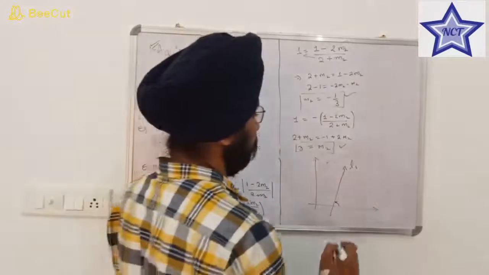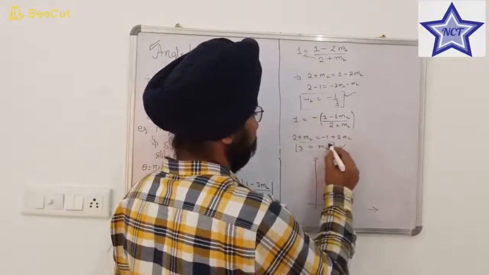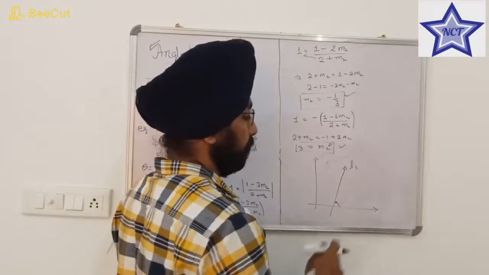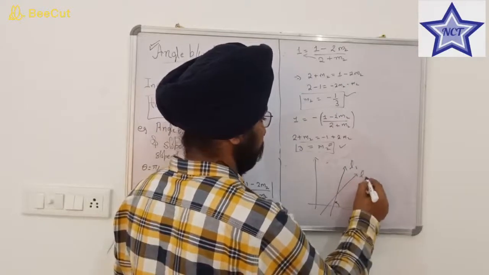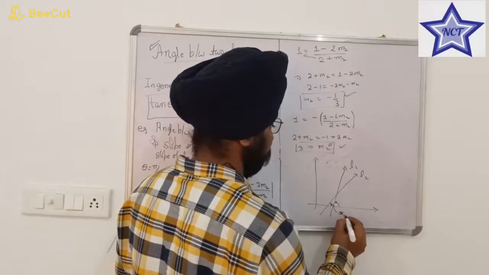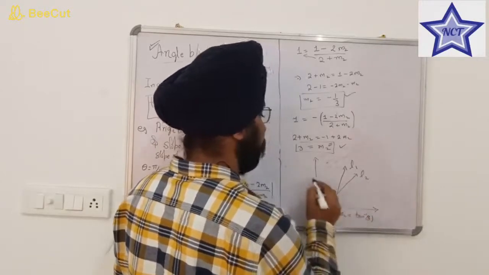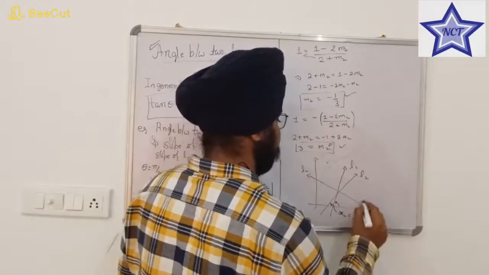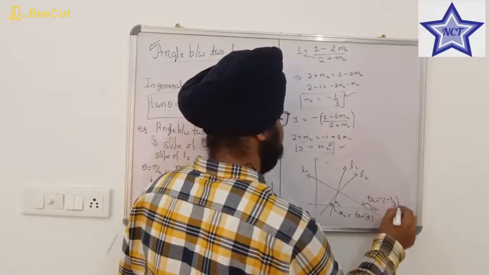For line 2, I can draw it for the positive value, where theta must be acute, so I can write it in this way. Line 2 has alpha 2, that is equal to tan inverse 3. Or I can also draw it here as line 2 with tan inverse of minus 1 by 3.